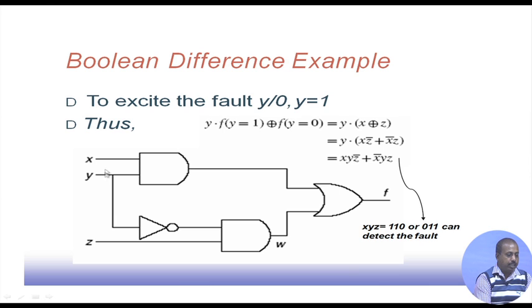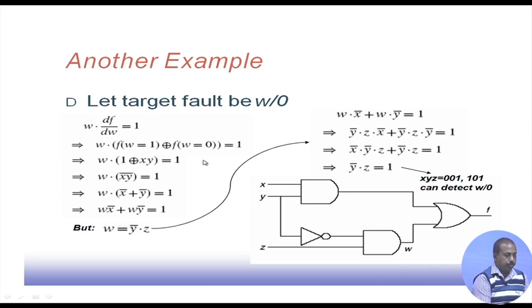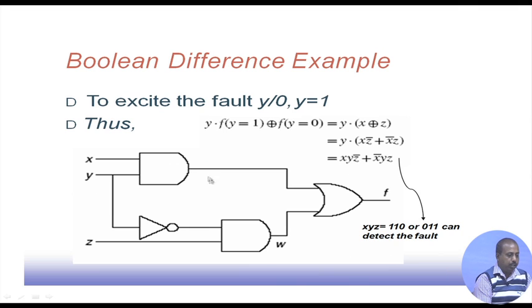Since x and y both are 1, the fault-free output is 1, and if the fault is present, then also this output will be 1. On the other hand, this y is coming here, so this line is 0 and z is 0, so this gate is 0, so you are getting a 1 here.